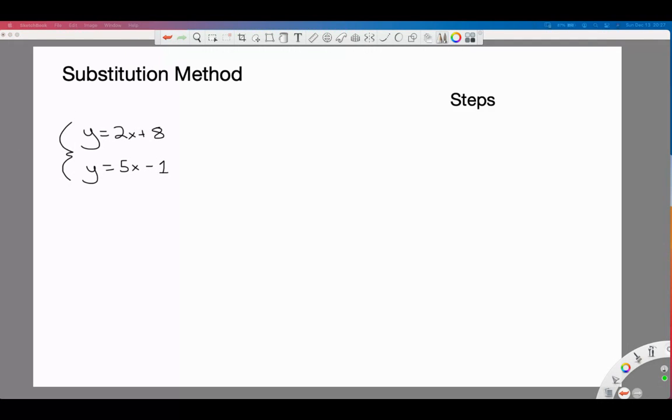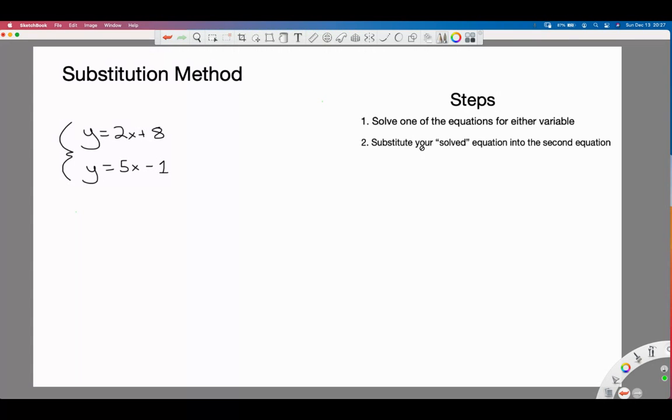In the steps of the substitution method, I'll just read them off real quick and then we'll apply them to this example. First, we want to solve one of the equations for either variable. You'll notice that as I go through these 4 steps, there's a lot of choice. You choose which equation you want to solve, and you can choose the variable, either x or y, that you want to solve for. That's why it's good to show a lot of these examples.